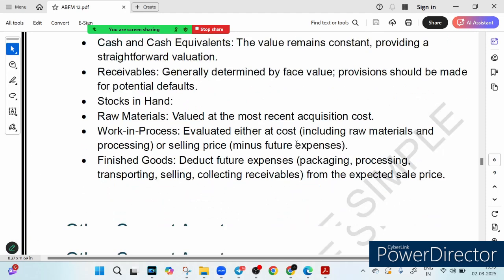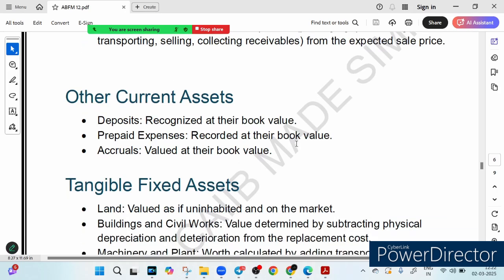Right? Then we have some other current asset. What is the meaning of other current asset? So friends, today in this slide we are talking about how different assets are valued in financial statements, but here is the twist: not all assets are created equal. So this is the key point.